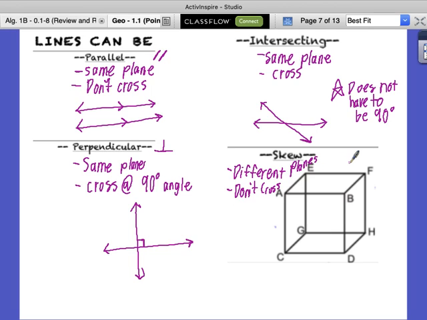What other types of lines did we see that didn't cross? Parallel. Parallel, but notice that these are in different planes, whereas parallel lines are in the same plane. I said I would explain that later, now it's time to explain that, okay?